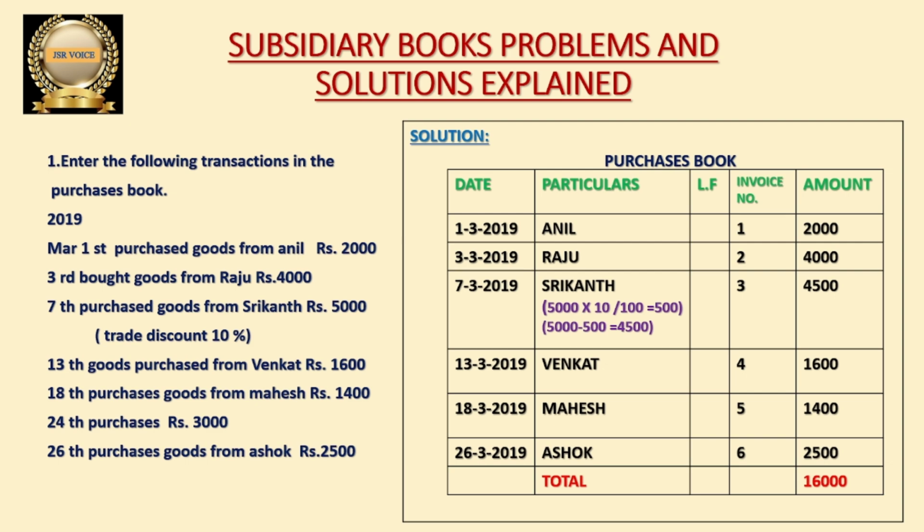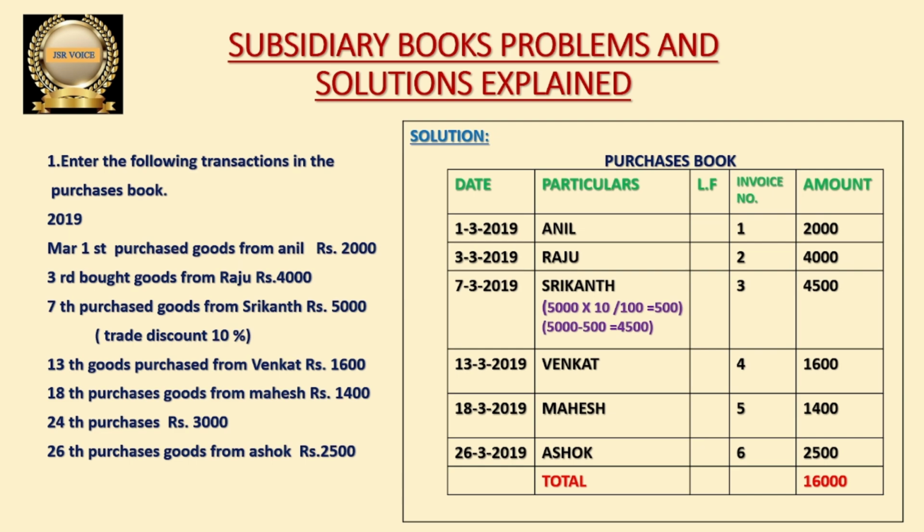So I mentioned here, you can see right side in the purchase book, date column 18-3-2019, particulars column Mahesh, name of the person, and LF column empty, invoice number 5, amount column 1400. Next, go to 24th date, purchases.